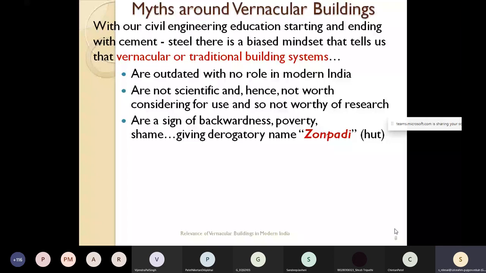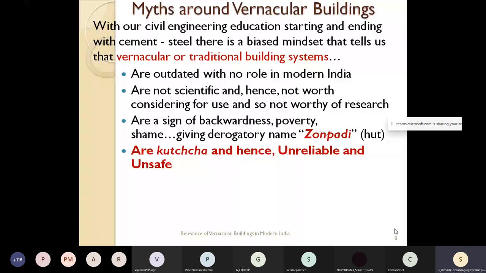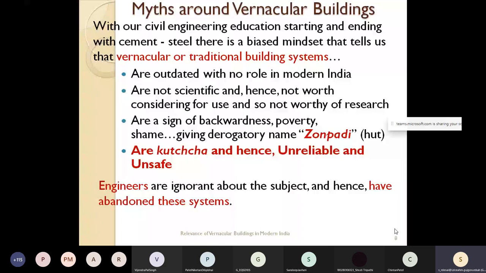And we give it a name called Jhopri. That's called Hut or Jhopri. That means something bad, something you want to disown. And they're called Kacha, and hence unreliable and unsafe. It's very interesting that if it's Kacha, then it's unreliable and unsafe. That's what our engineering mindset tells us. And so engineers are ignorant about the subject and hence have abandoned these systems in all their use.